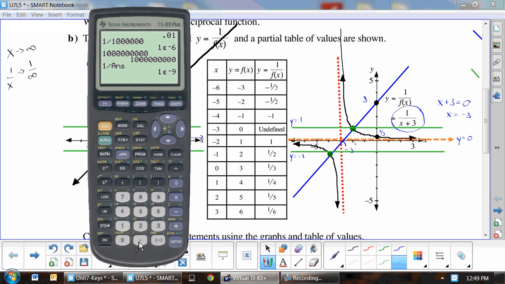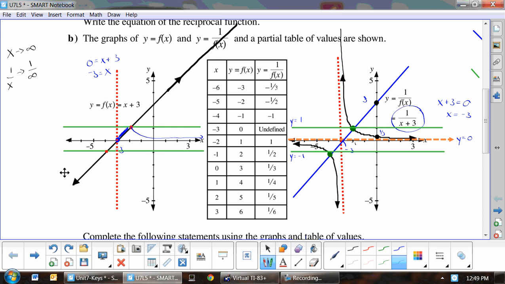Okay? When x is something really small, like that, when I take the reciprocal, our answer gets very big. So for this part here, our x is getting smaller, and so on our reciprocal, it's going to get bigger and bigger and bigger, and it'll continue on to infinity, getting closer and closer to negative 3.